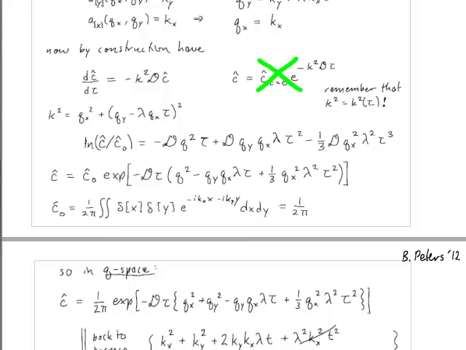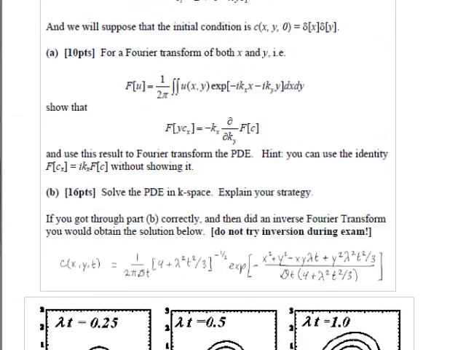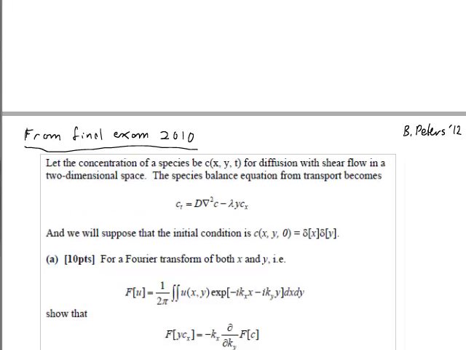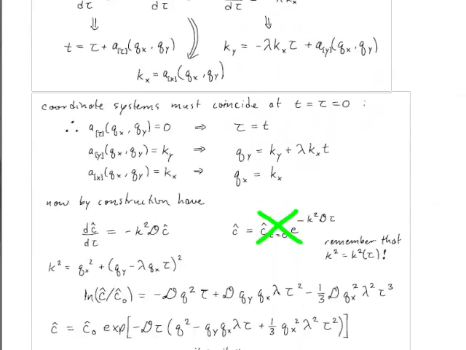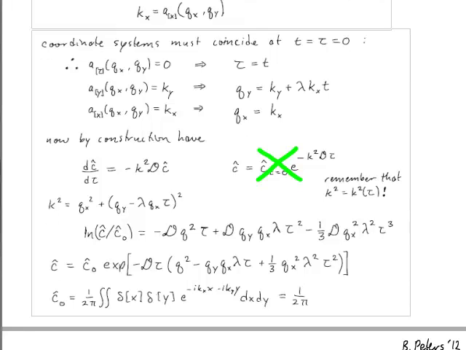Let's go back and look at what that initial condition was. We said that we had a point pulse of whatever species is diffusing in this shear flow, and that's a product of two delta functions, delta of x and delta of y, says that we've got a pulse at location x equals y equals 0. And so those delta functions can be Fourier transformed pretty easily.